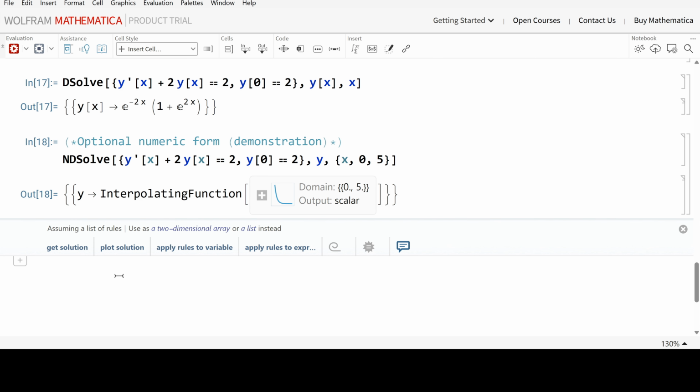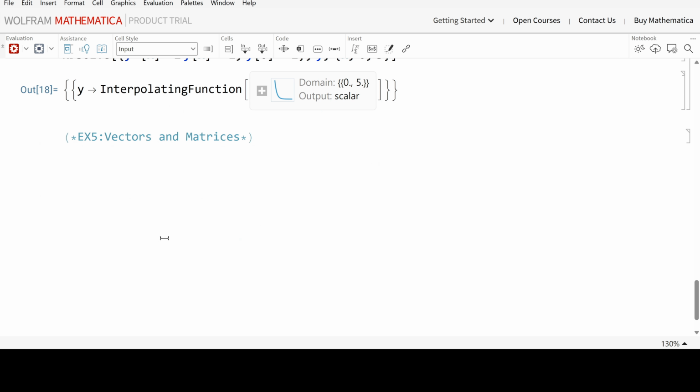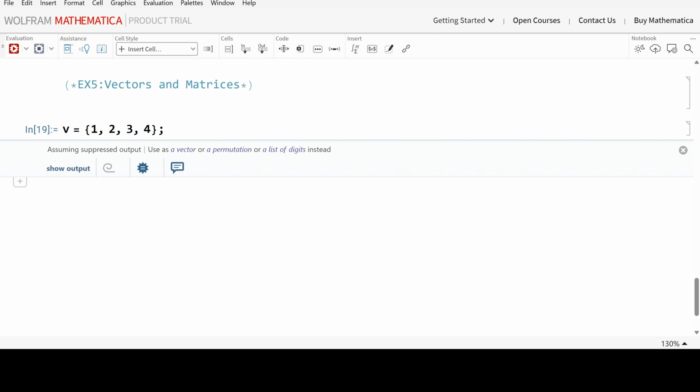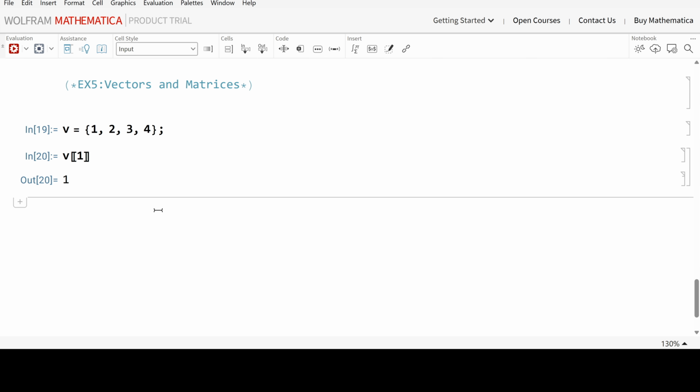Now let's look at arrays, vectors, and matrices, the building blocks of linear algebra. We define a vector with curly braces. V equals {1, 2, 3, 4}. We can access individual elements using double brackets. V[[1]] gives the first element, 1.